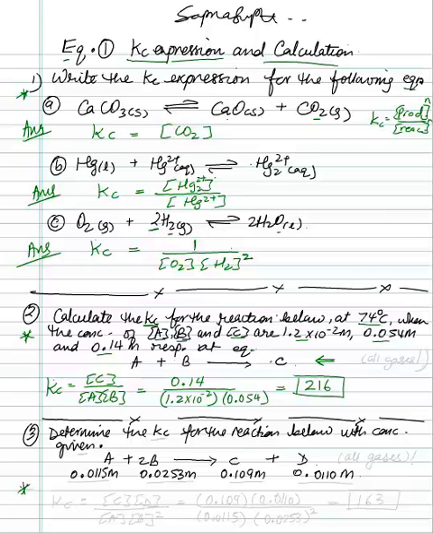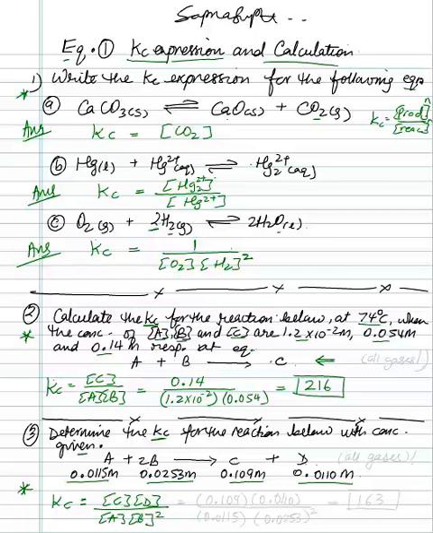All right, third question. Determine the Kc for the reaction below with the concentrations given. In this case, I shortened the question so I can save some space. A plus 2B to give C plus D, and the concentrations are given to us for each of these. So all we have to do is set up Kc, and the expression is going to be C and D over A and then B, but B is going to be squared.